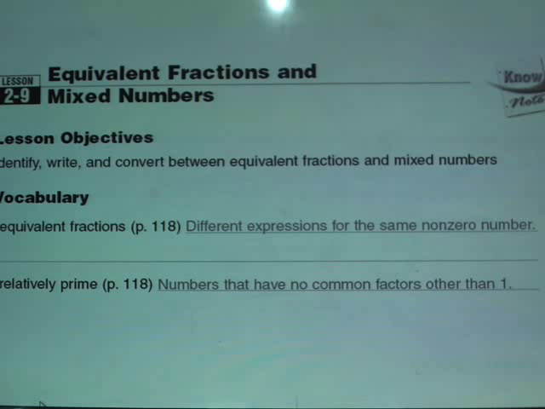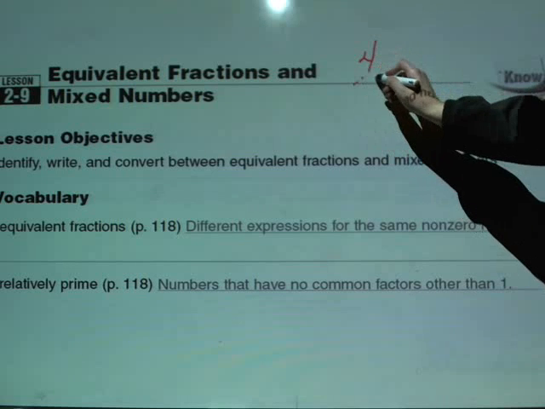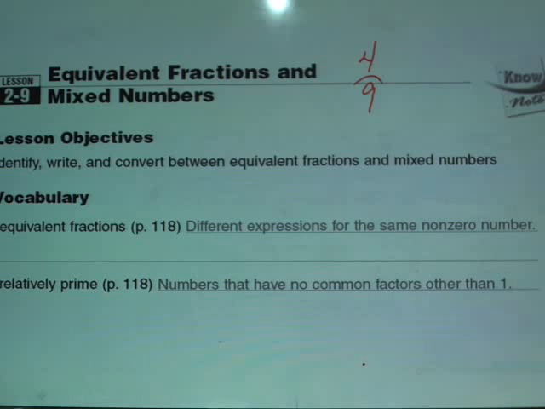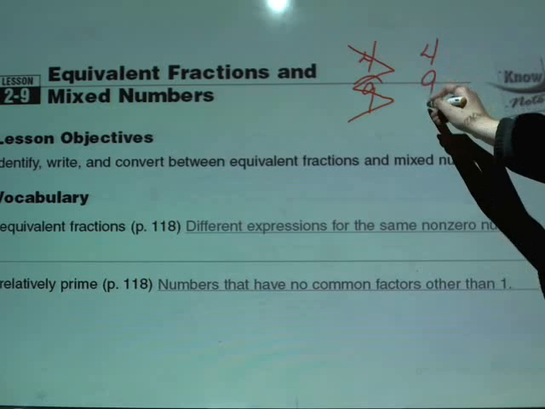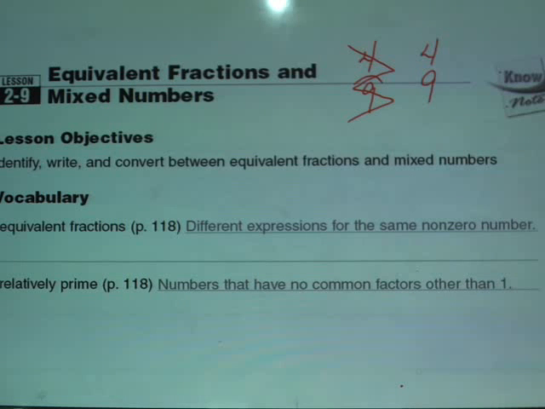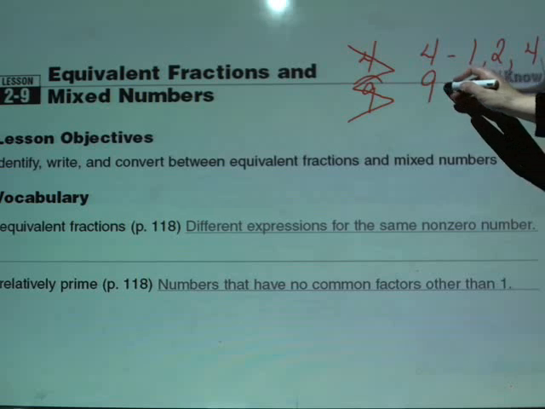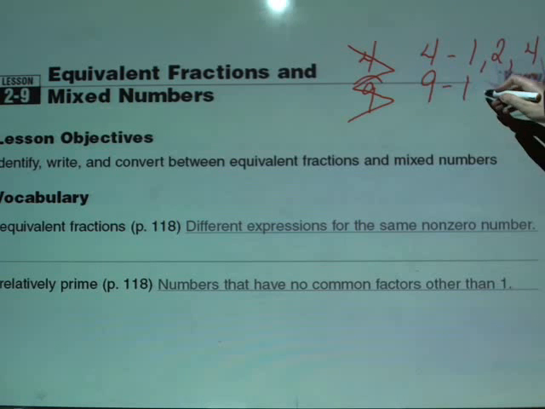For instance, let's go with 4 ninths. If it's bothering you that I'm already talking about fractions, even though we haven't given you an example, I'll make it better for you. Let's just talk about 4 and 9. Give me the factors of 4 and 9. Well, you know that 4 is 1 and 4, because 1 times 4 is 4, and 2 in itself, because 2 times 2 is also 4. 9: 1 times 9 is 9, and 3 times itself is also 9.